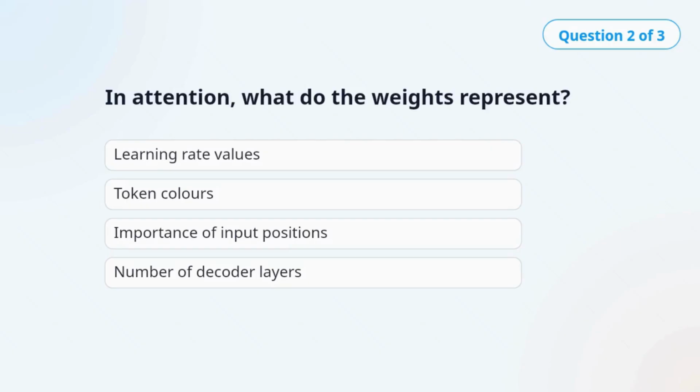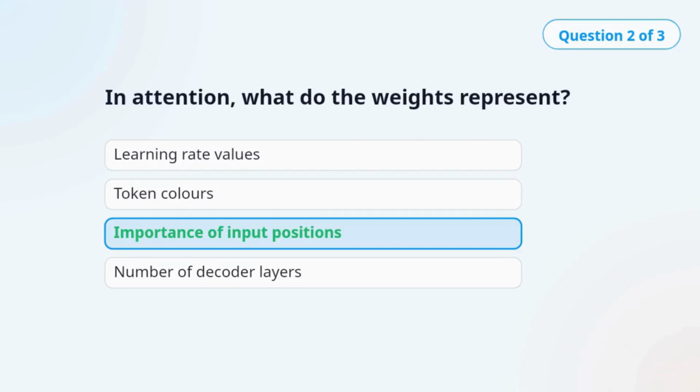Question 2. In attention, what do the weights represent? The correct answer is importance of input positions. Attention weights show how much focus the model gives to each input position for a specific output step.